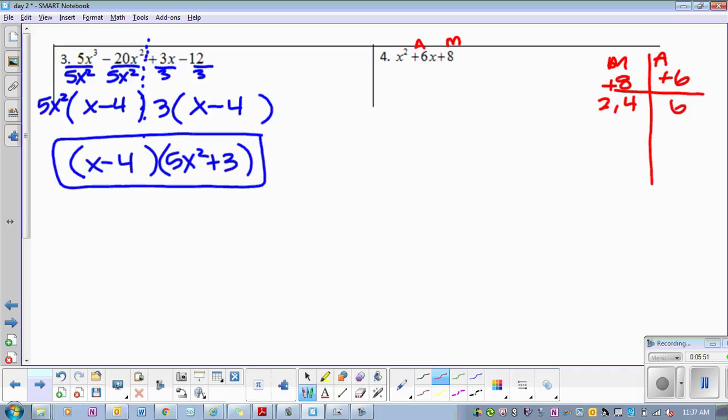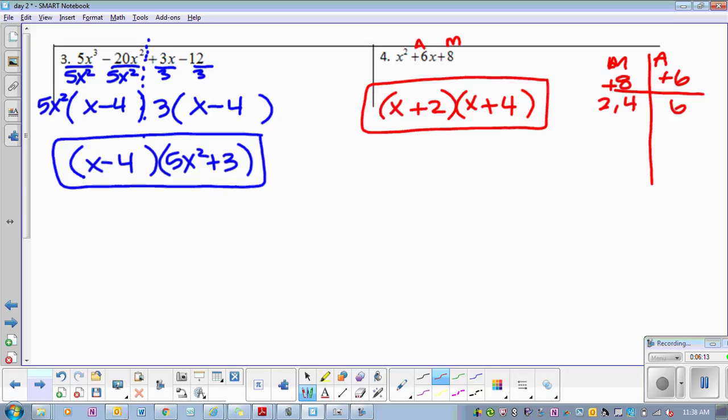This is just the plain old x squared, right? I don't have a number in front. So that means I can go straight into my double parentheses. They both get an x, right? What kind of 2 do I have? So plus 2. What kind of 4? And then look, you're done. That's it. That was so easy, right? Good.